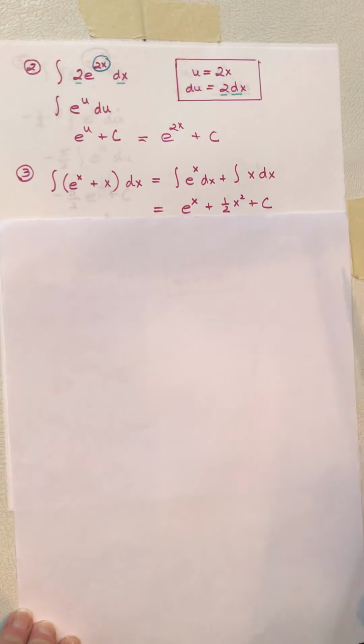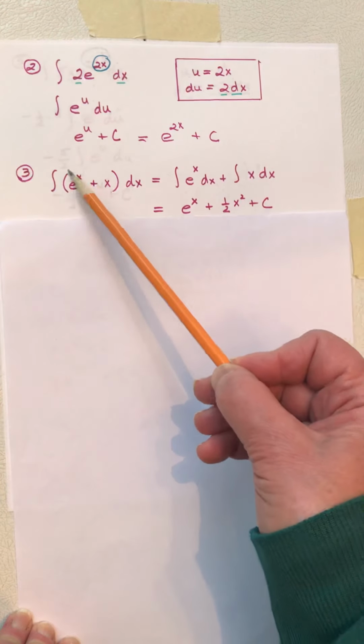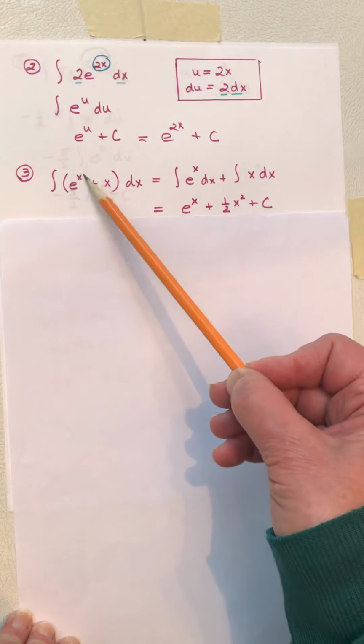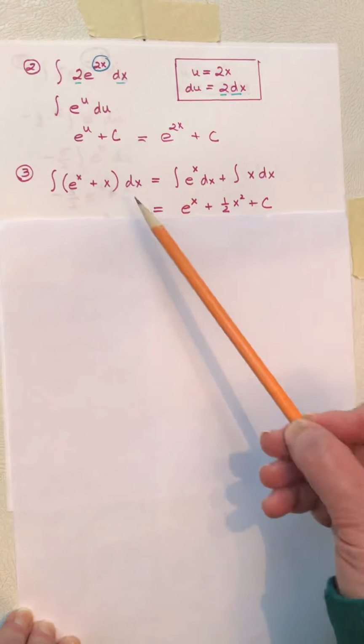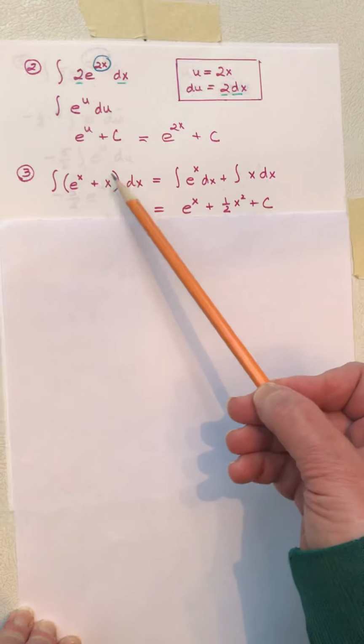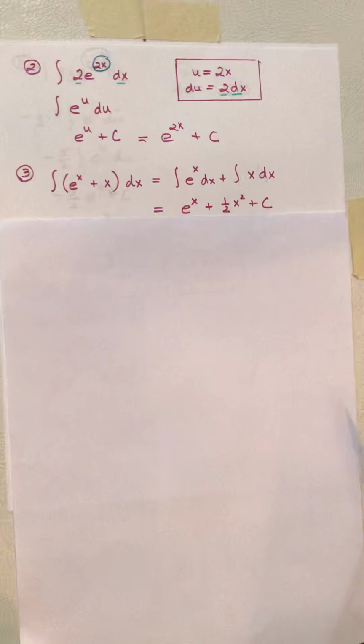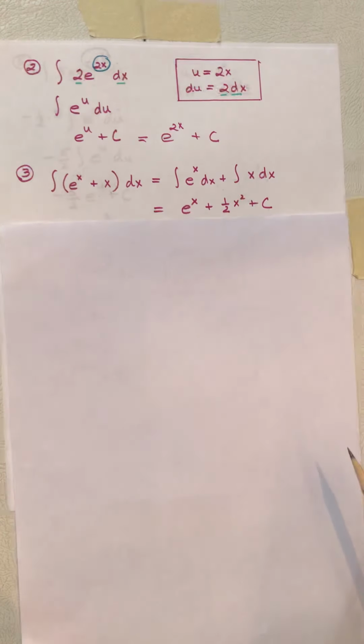How do I know there's no u du substitution here? Because all we have is this x in the e to the x. We don't have any complicated exponent. And this is simply an x. It's not a function within a function. All right, I hope you followed that. Let's look at one more here.